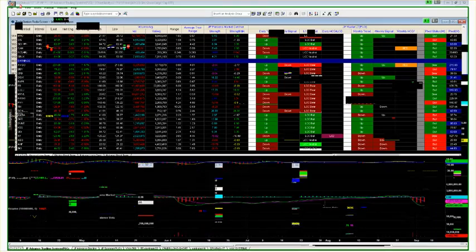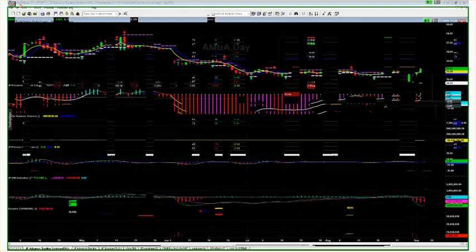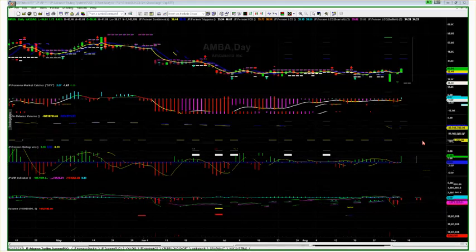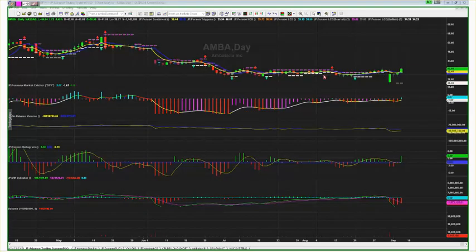This is Ambarella, and the irony is, look at the relative strength. I'm just pointing and clicking examples as I go through of how this is an enormously helpful tool. Again, this is just the daily chart on Ambarella. I mean, this is about as deathly as it gets.